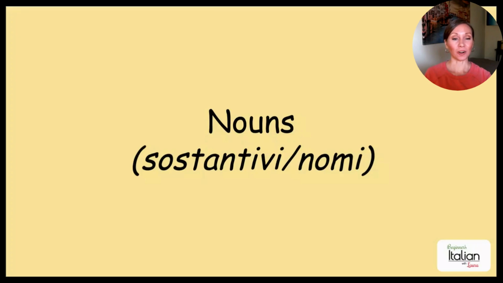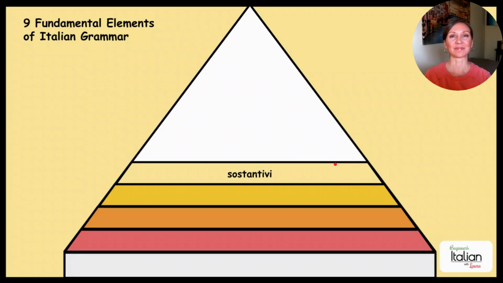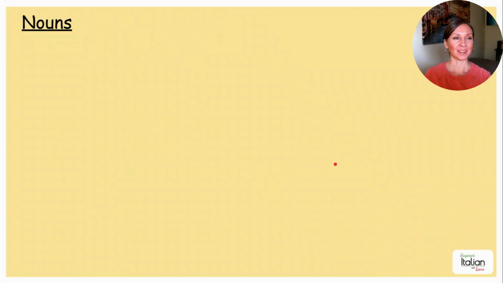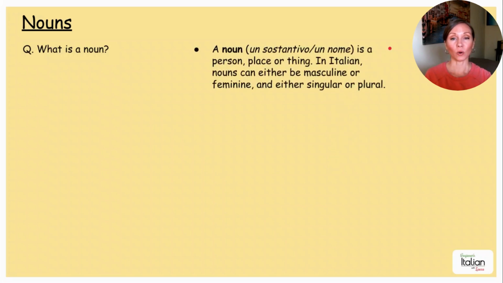Nouns, or sostantivi, or you can also call them nomi. And we are on the second third of your grammar pyramid, so that means we are chugging right along. Okay, nouns. What is a noun? A noun, or un sostantivo or un nome, is a person, place, or thing.